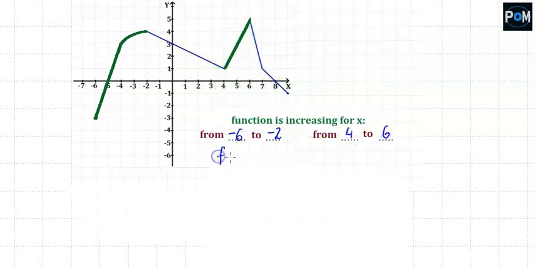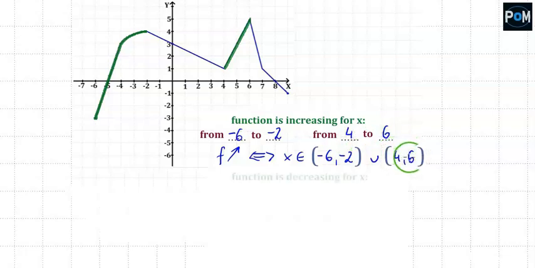We can note that the function is increasing. Sometimes you can write it down this way. This happens only when x belongs to the first interval, which is from -6 to -2, and here we have open intervals. We always have an open interval when we talk about increasing or decreasing function, so we need to put parentheses on both sides. Or also in the second interval from 4 to 6, also an open interval. In these intervals, the function is increasing.